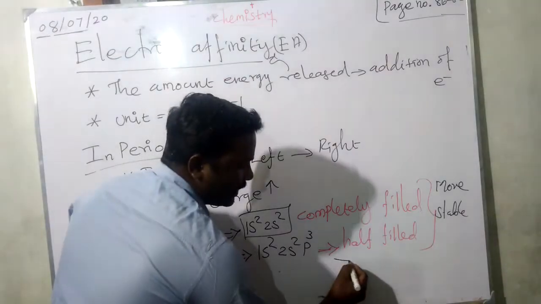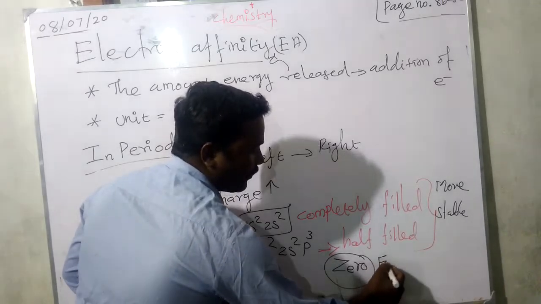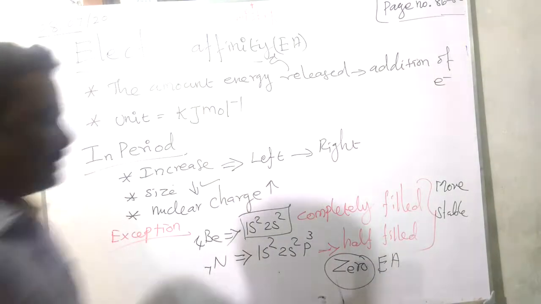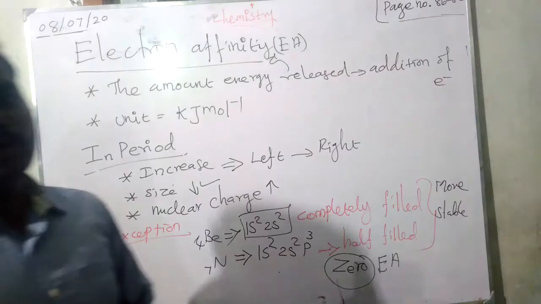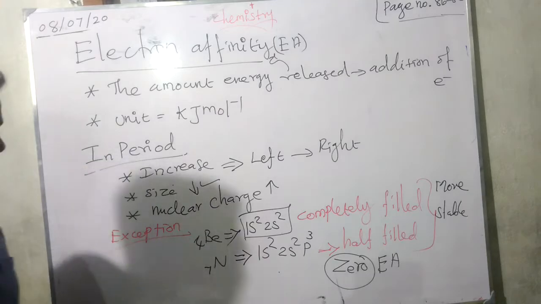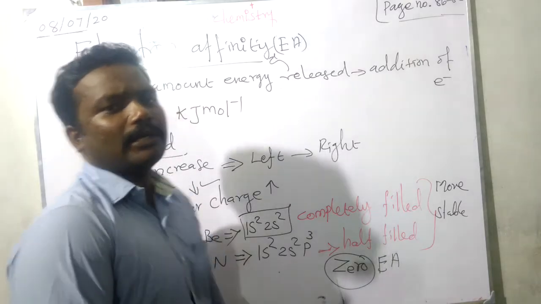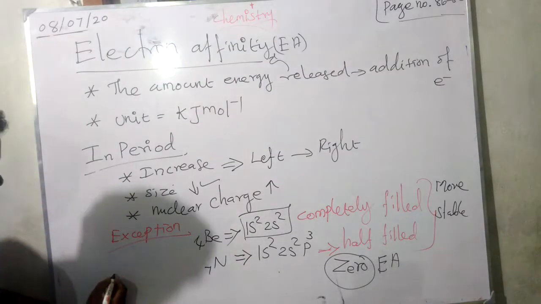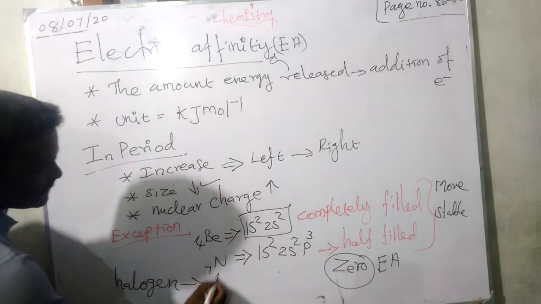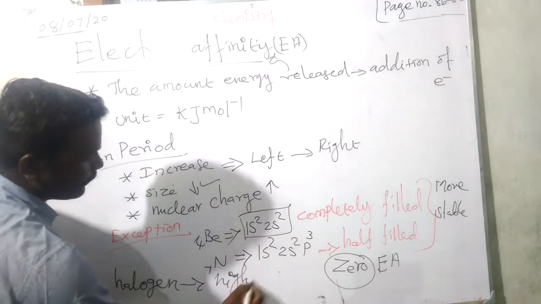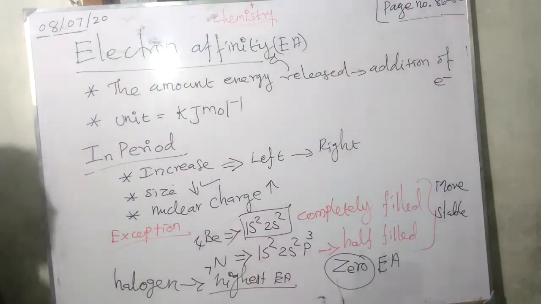So they are having, very important my dear students, it may be asked for 1 mark, 0 electron affinity. They may ask, what is the electron affinity of beryllium and nitrogen? Almost 0 electron affinity. Then you may ask, in the period which one has the highest electron affinity? Yes, halogens. Halogens have the highest electron affinity.